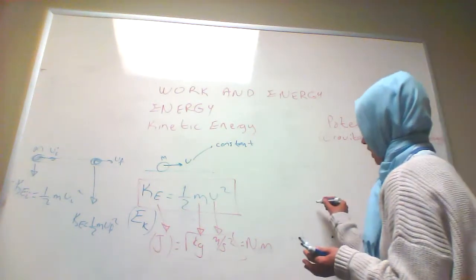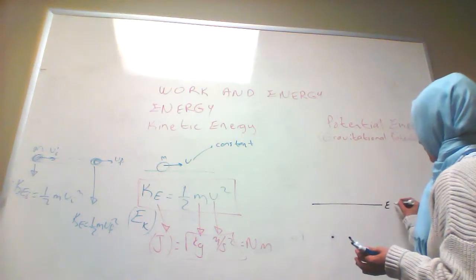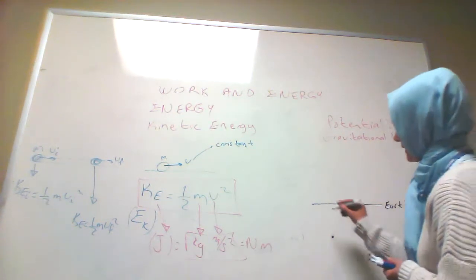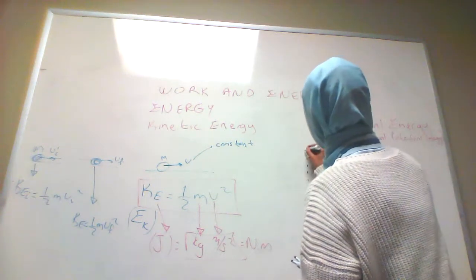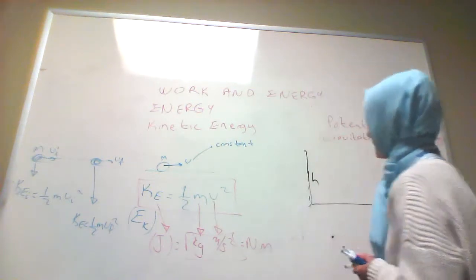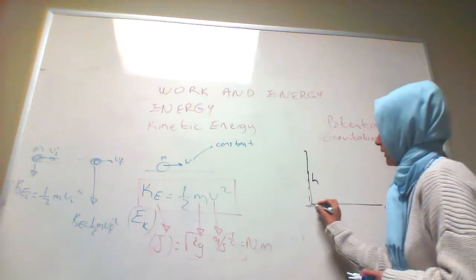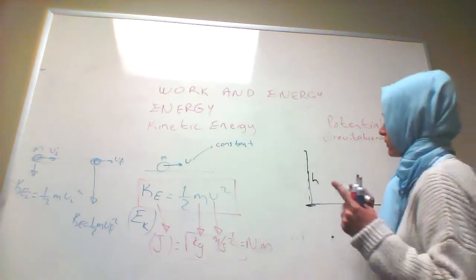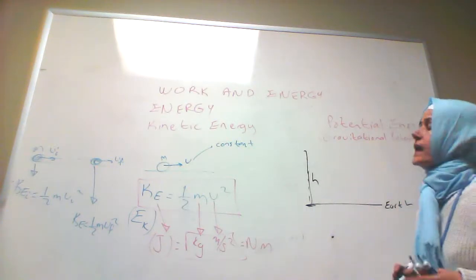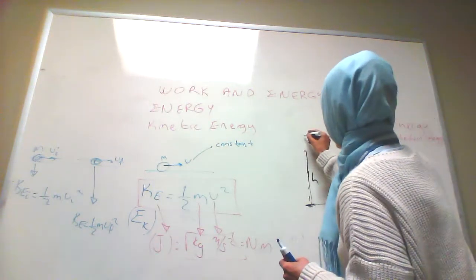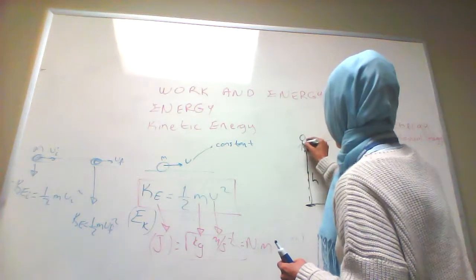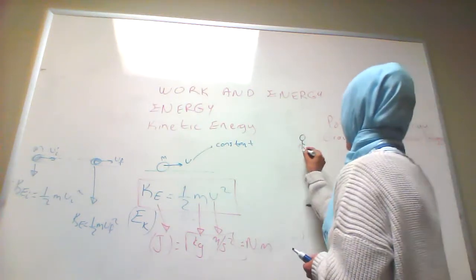And if we have, let's say this is Earth, and I stand above it at a distance h, or height h, of Earth, then we have a potential energy. We have the potential to fall down and gain a very large velocity that could kill us. So that's what potential energy is.